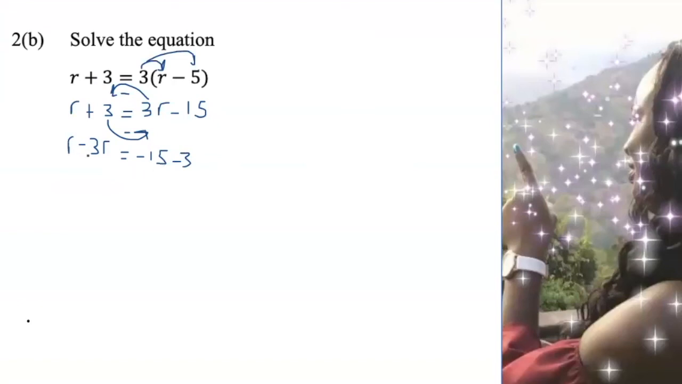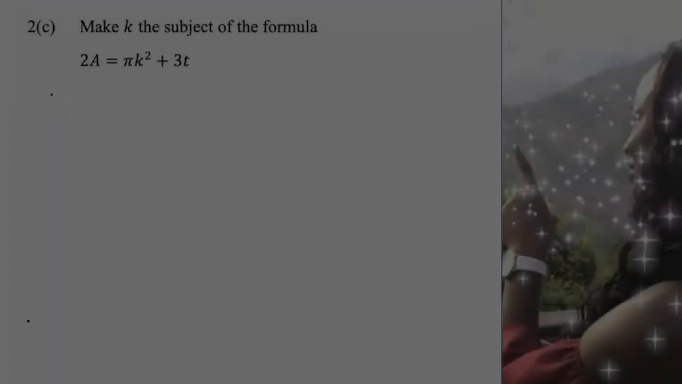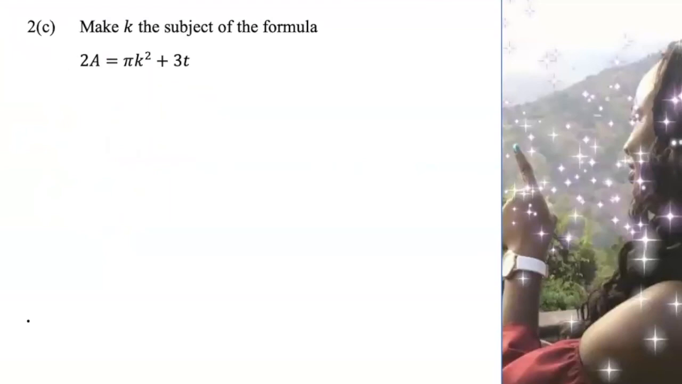So r minus 3r, that is negative 2r. Minus 15 minus 3, that is negative 18. Then we divide both sides by minus 2. This cancels, so r is equal to 9. And that's it.